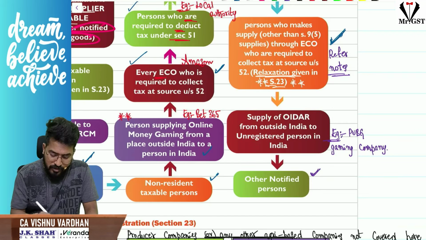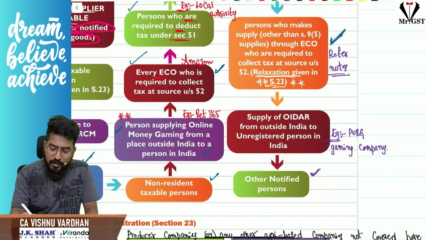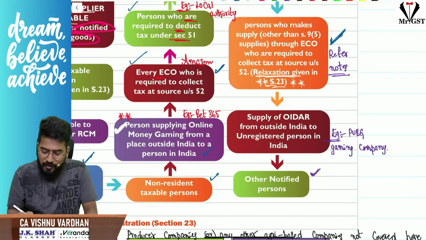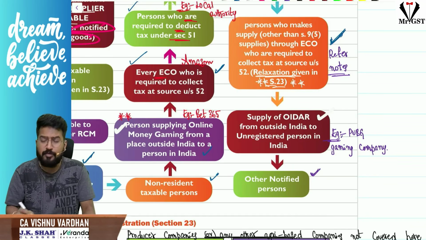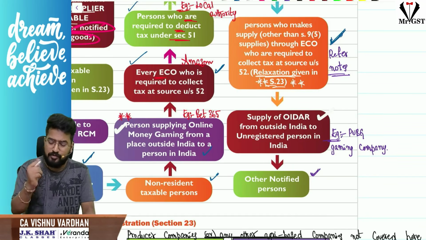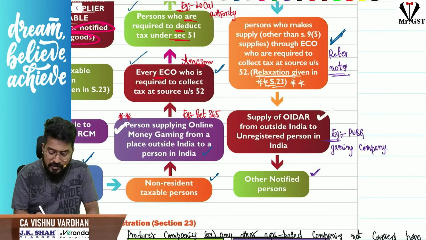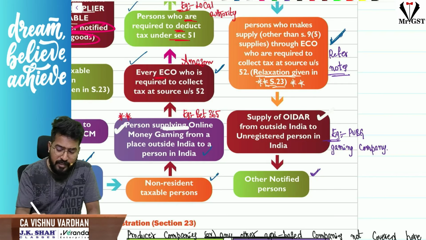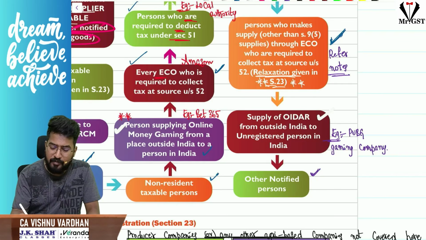Sorry, here when I was discussing, I discussed the supply of OIDR services. Example, a PUBG gaming company, all that, or Netflix also you can take. Next here, person supplying online money gaming from a place outside India to a person in India.